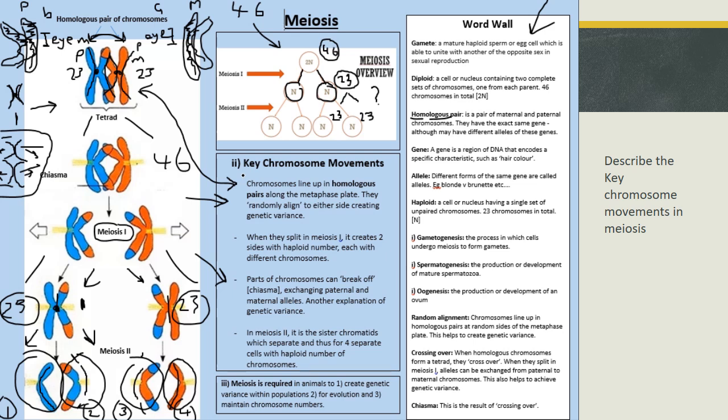Chromosomes line up in homologous pairs. They randomly align to either side, creating genetic variants, because what happens is that when we have this first split, i.e. meiosis 1, you get so much of mum and so much of dad going in different directions. You might have 3 chromosomes of dad's mixed with 20 chromosomes of mum, and you'd have the opposite on the other side. That is the first way in which we get genetic variants.